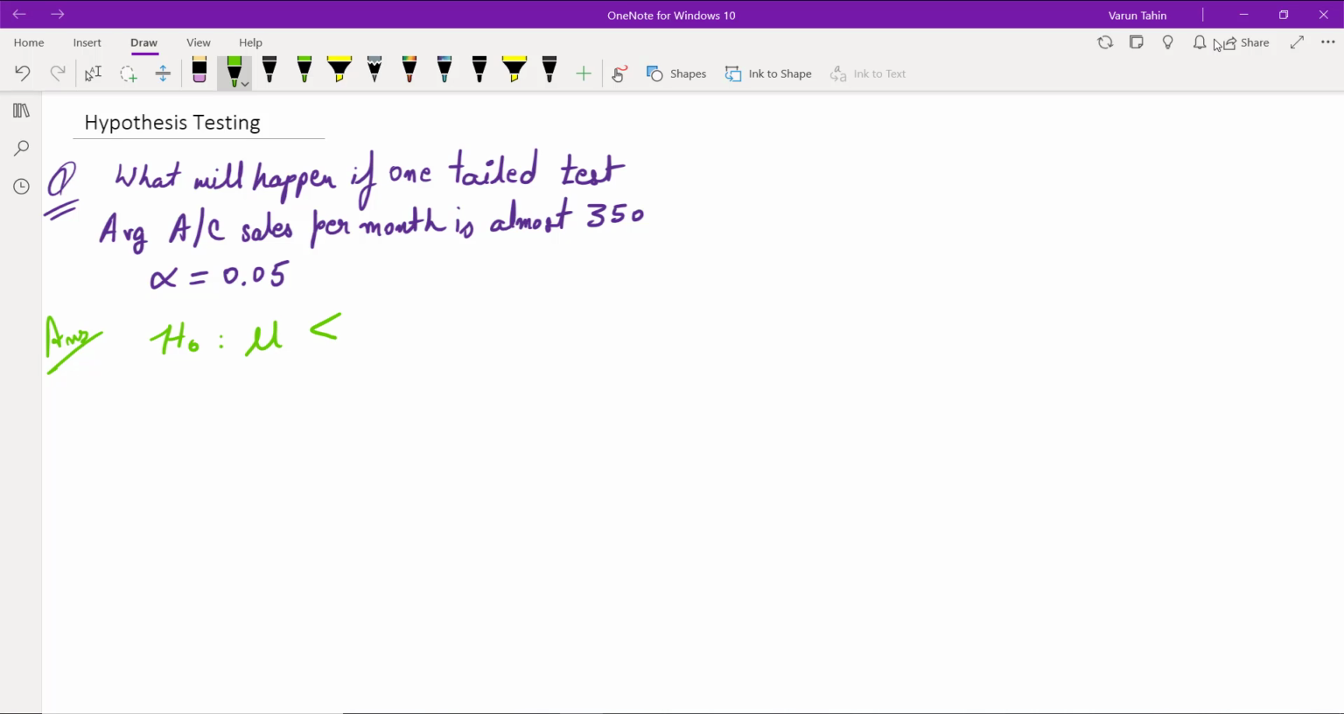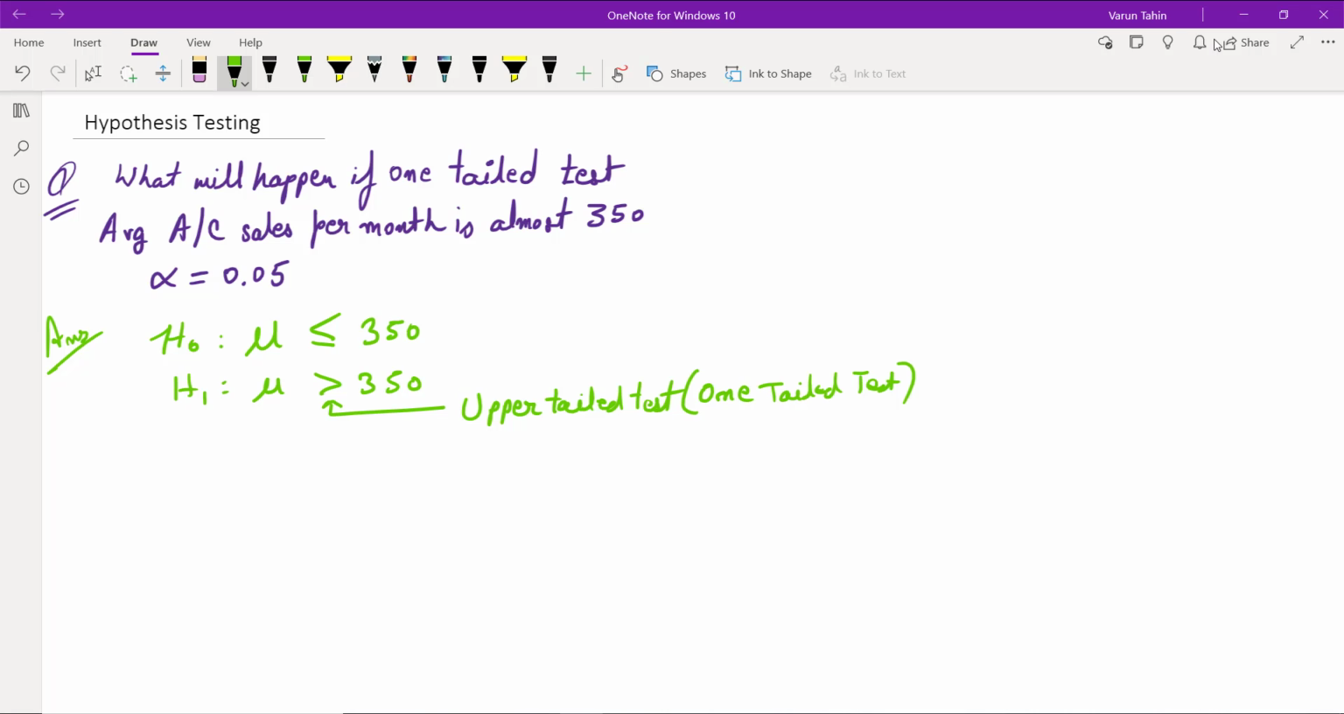Exactly. So mu is less than or equal to 350. Just remember these signs, guys. And H1 will become mu is greater than 350. So when this is spoken, we'll always look at the sign of the alternate hypothesis, and this determines the upper tail test, which is an example of a one-tail test. Now the significance level is 0.05.